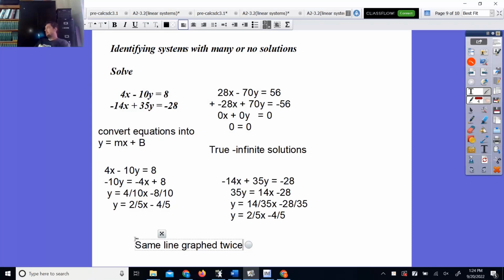There's actually 3 choices. When you get x equals 2, that's one solution. When you get 0 equals 12, none. You get 0 equals 0, infinite.